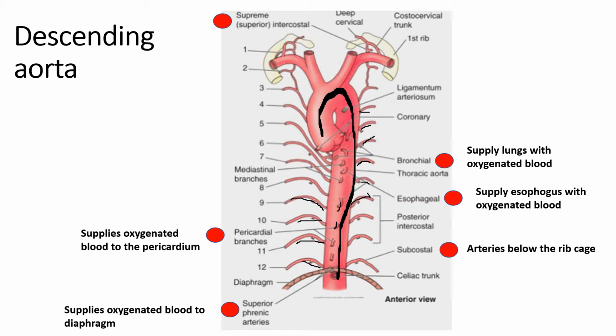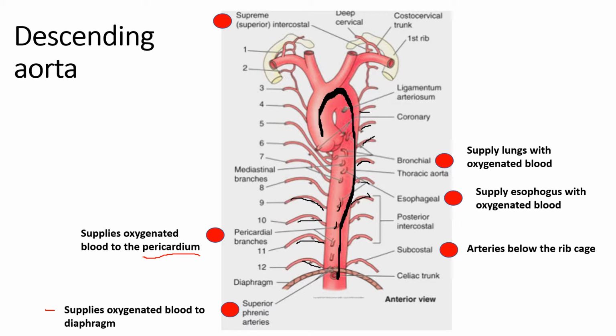The pericardial branch supplies oxygenated blood to the pericardium. And remember from the lecture last week, the pericardium is the sac that the heart sits in, that outside membrane sac. The superior phrenic artery supplies oxygenated blood to the diaphragm. So again, we're talking about oxygenated blood, like we learned last week.